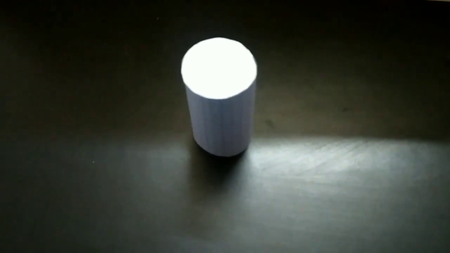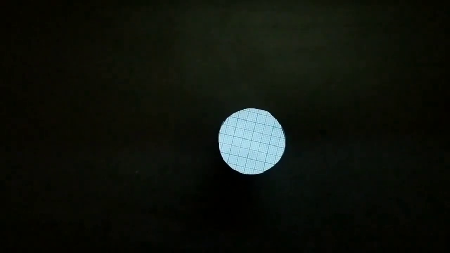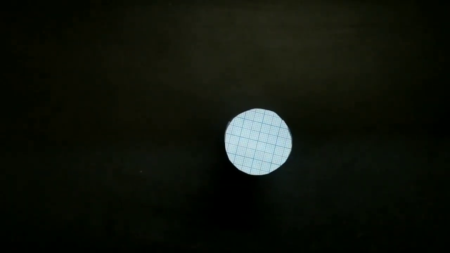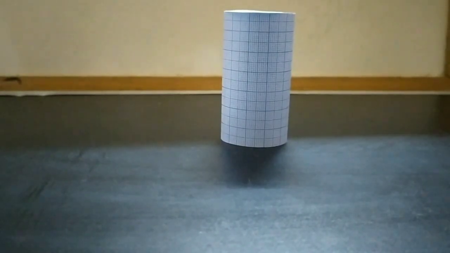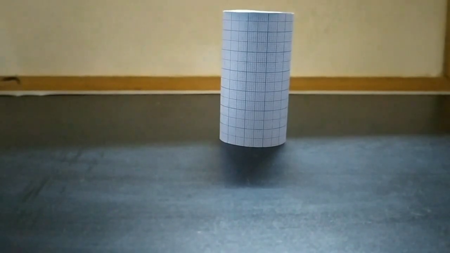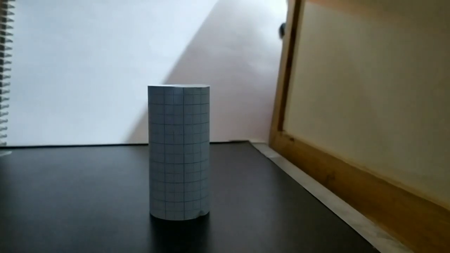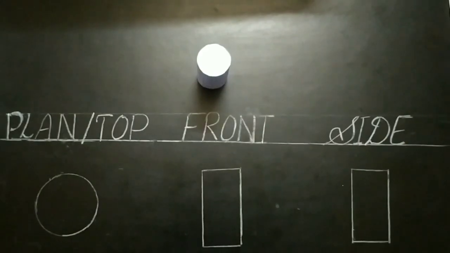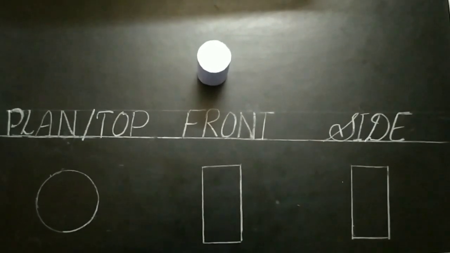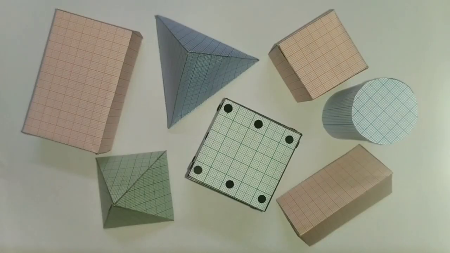The next solid is a cylinder. Have a look at its top or plan view. It looks like a circle from the top. Front view, and it looks like a rectangle from here. And this is the side view. Again, in the same way as from the front, it looks like a rectangle from the side view. And now from here you can observe all three views together. So this is the end of this session.